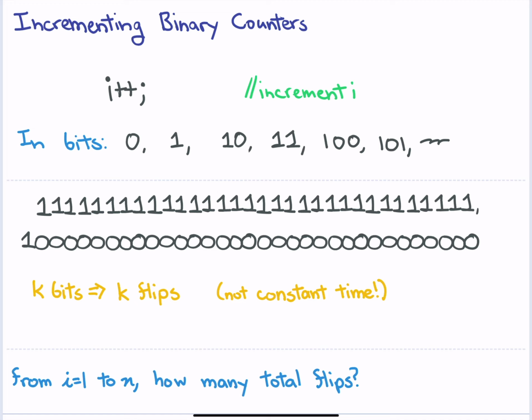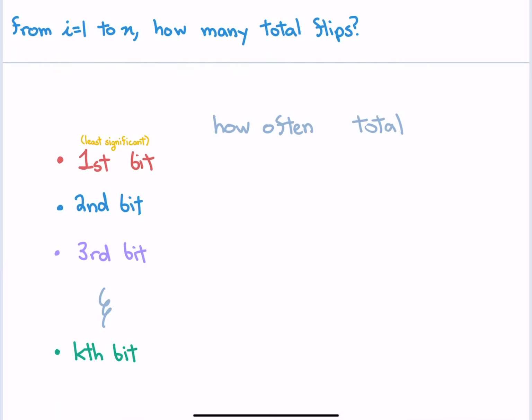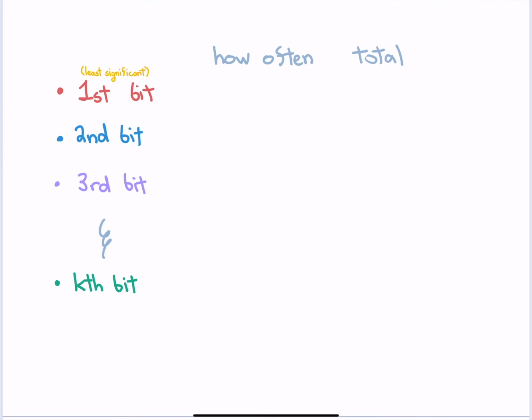Of course, if you had a really good worst case, I could just do worst case times n and get a running time. But here I don't have a great worst case. The worst case times n wouldn't be very good here. All right, so this question. As I go from 1 to n, how many total flips do I make? All right, so let's imagine just all the bits, the first bit, the least significant bit, the second bit, the third bit, onto the kth.